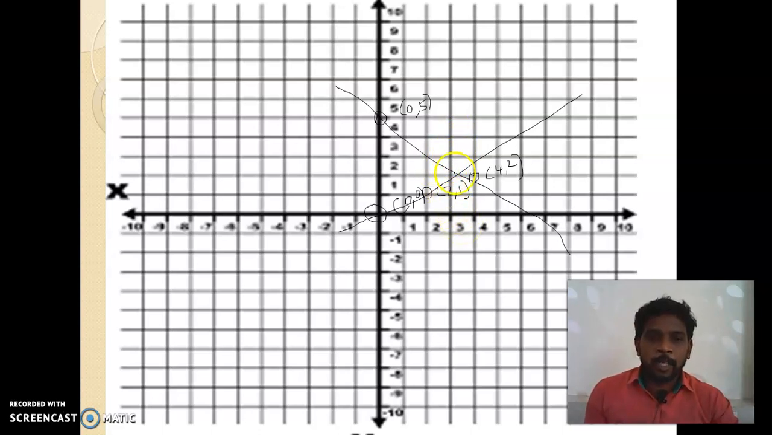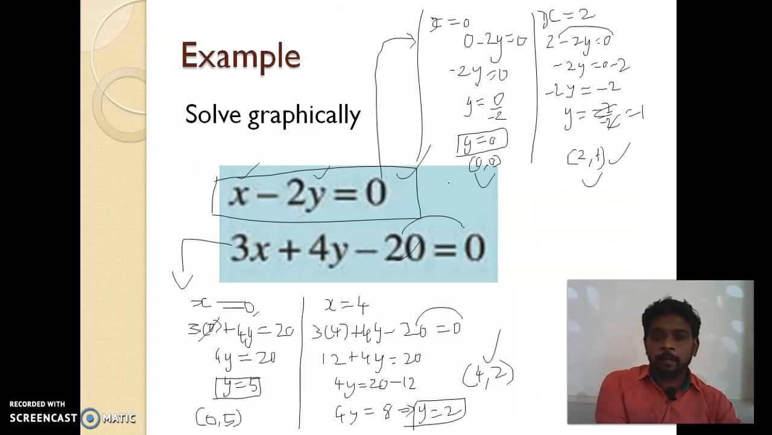Suppose it intersects here, for example, I am saying exactly here, then the x value is 3 and the y value is 2. So 3, 2 is the solution. Likewise, understand, that is very important. After drawing the 2 lines, they will intersect definitely, and find the intersection point. That intersection point is the solution of the given equations.